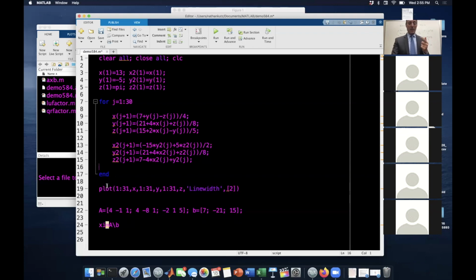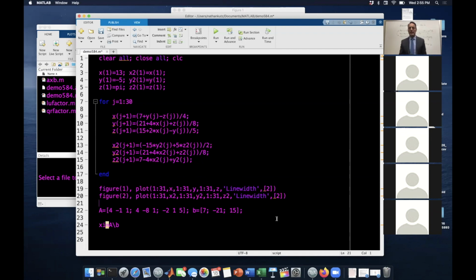So now I'm going to make a new plot. I have figure 1, which will be the plot of the original iteration. I'm going to make a new figure 2, which will be basically the same thing, but now I'm going to plot 30 iterations of x2 versus y2 versus z2. So 2 figures, and let's just see what happens here. I'm feeling lucky with this iteration.